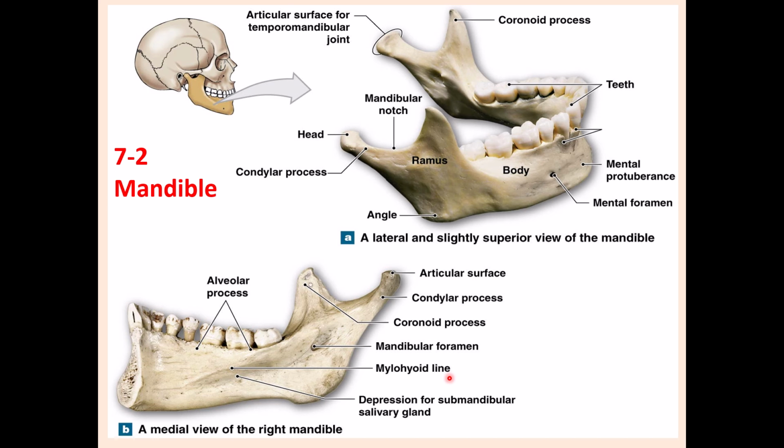And the mylohyoid line is where the mylohyoid muscle attaches. When we get to the muscles in chapter 11, I come back to this and discuss it. This is the mandibular foramen, and this is where a branch of cranial nerve 5 passes through.